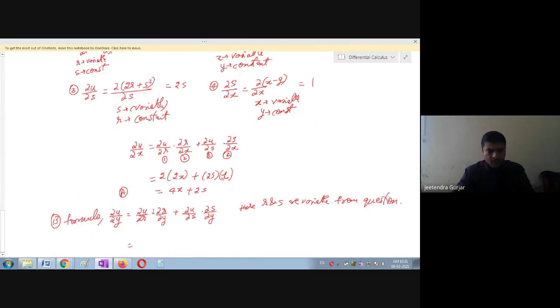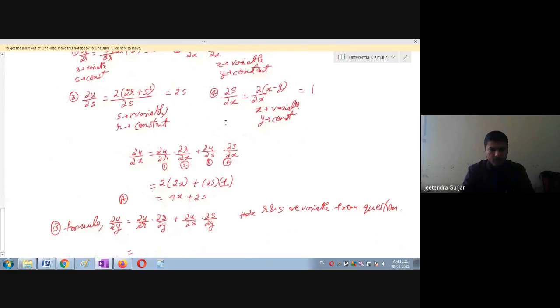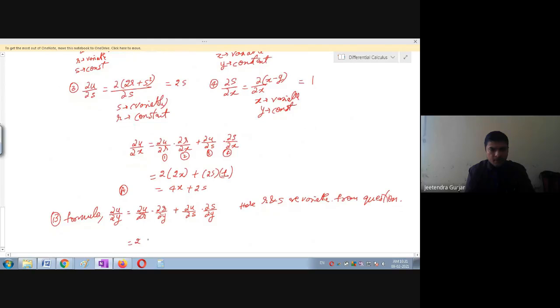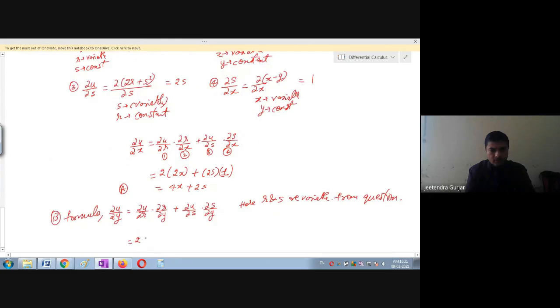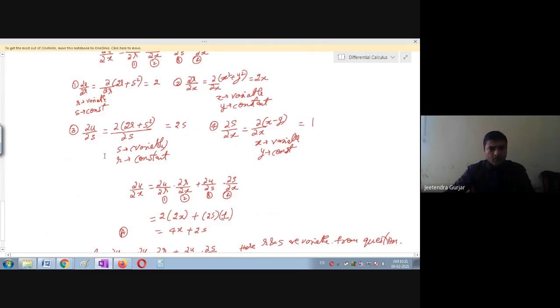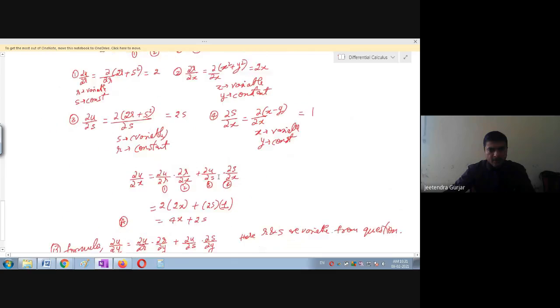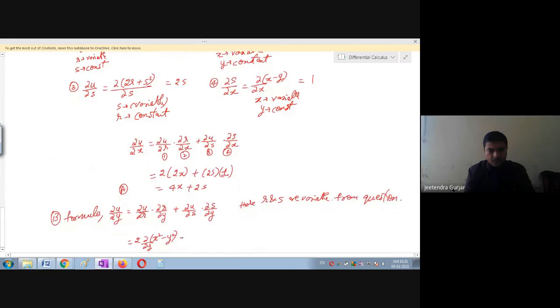So already you can see dou u upon dou r is 2, so I'll just write here 2. From the above, you can see dou r upon dou y you have not calculated, so I will just write the r value. So this is dou upon dou y of x square minus y square. From the question you can see here r is equal to x square plus y square. Next, plus dou u upon dou s. Dou u upon dou s is 2s. Is it clear? We have already calculated that, right?